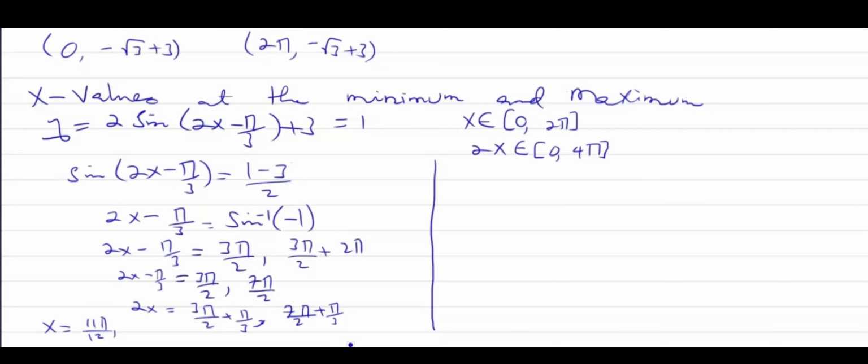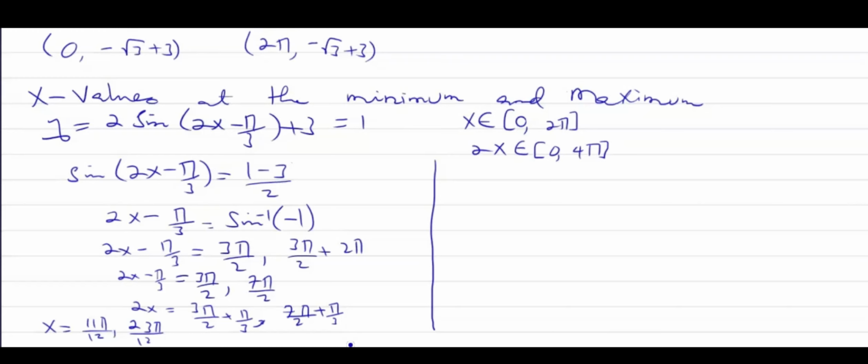So that's 23 over 12. I've divided the 2 on the other side as well. So that is the minimum. So when it's minimum, those are the x values.